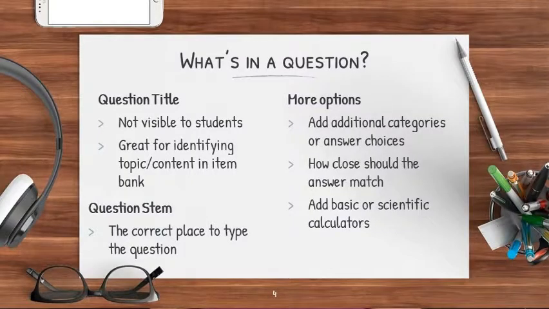This information is good for most question types. However, depending on the one you choose, a few things can change, such as being able to add additional categories or answer choices. It's also good to know that each question type gives you different options, such as allowing for the use of a basic or scientific calculator. This is also where you can add questions to a bank, which I'll go over further in a minute. I encourage you to play around with some of these features or use the Canvas help guides to learn more.